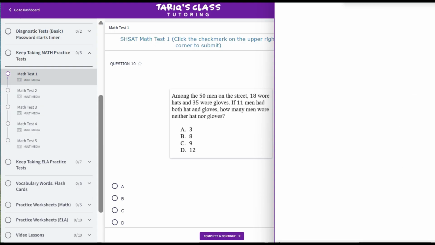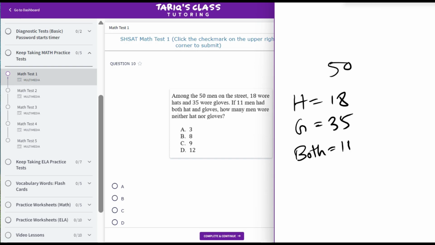so question number 10. Among the 50 men on the street, 18 wore hats and 35 wore gloves. Okay, so among the 50 men, 18 hat, 35 wore gloves. If 11 men had both hat and gloves. Okay, so I'm just going to write it nicely here. So 50 men, 18 wore hat, and 35 wore gloves. And 11 men had both. How many men wore neither hat nor gloves?